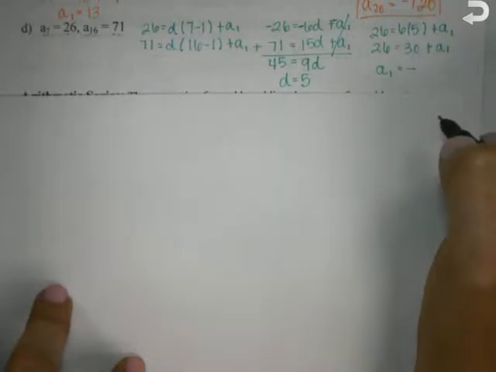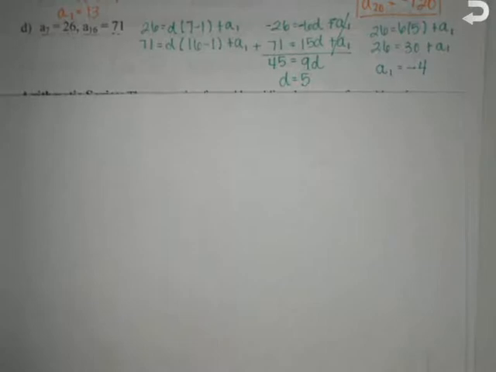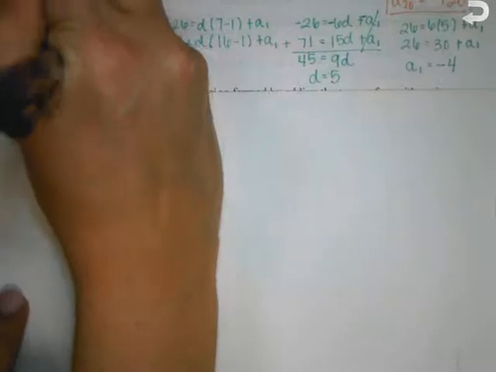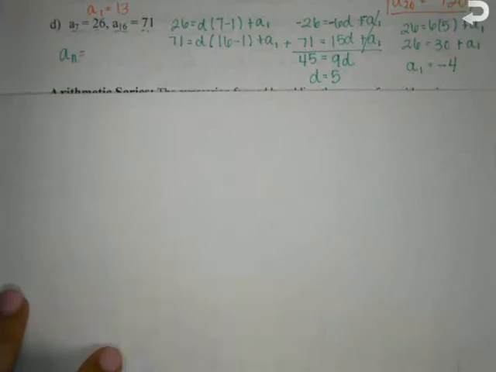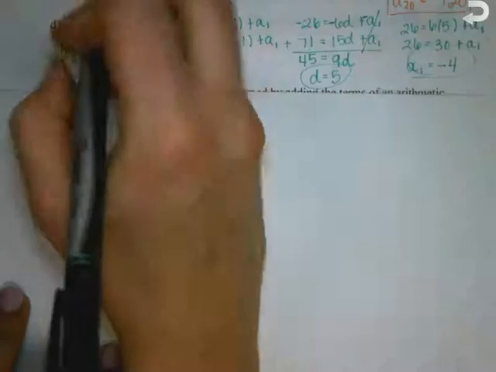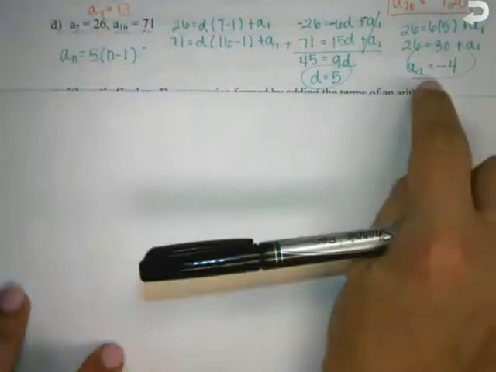Okay, so what is the rule here? A sub n equals D. What's D? 5 times n minus 1 plus a sub 1, which is negative 4. So minus 4.